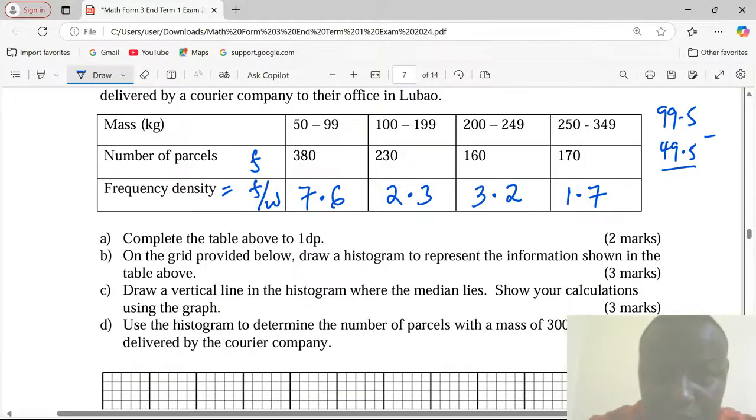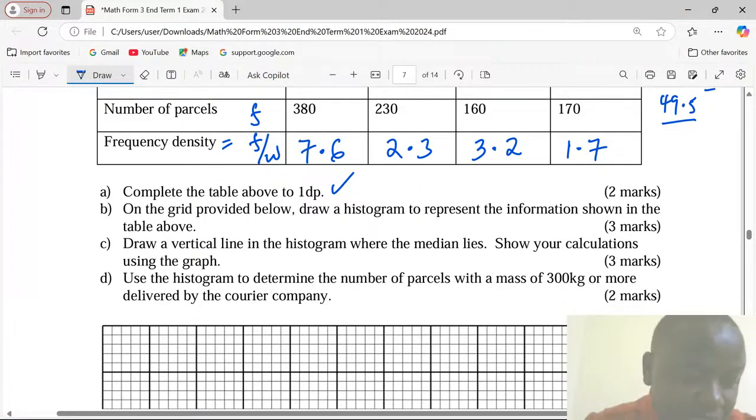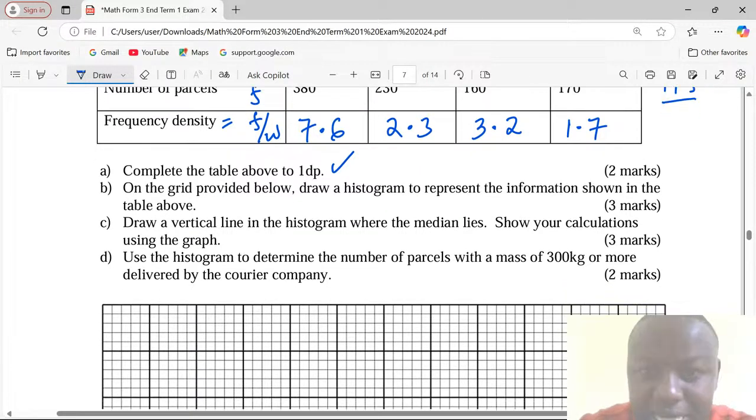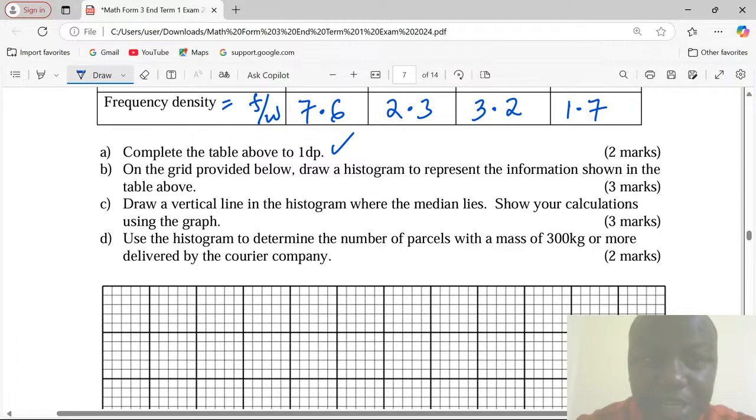Now let's get to the second part. We are done with filling the table to 1 decimal place according to the instructions. And now in part B, we are told on the grid provided below, draw a histogram to represent the information shown in the table above.